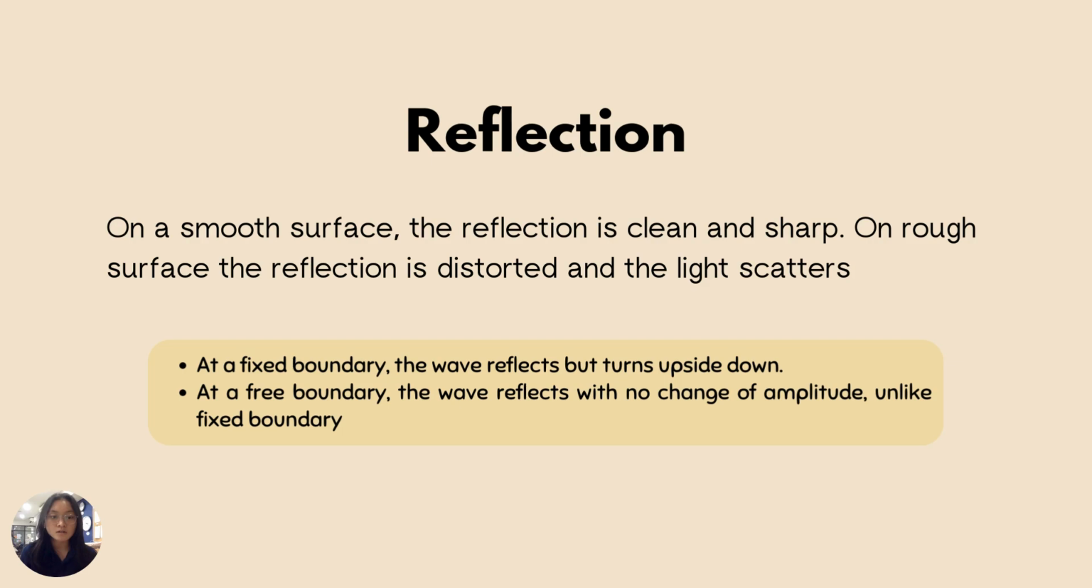And then there are two types of boundaries in reflection. At a fixed boundary, the wave reflects but turns upside down, which I will be explaining later. And at a free boundary, the wave reflects with no change of amplitude, unlike the fixed boundary.